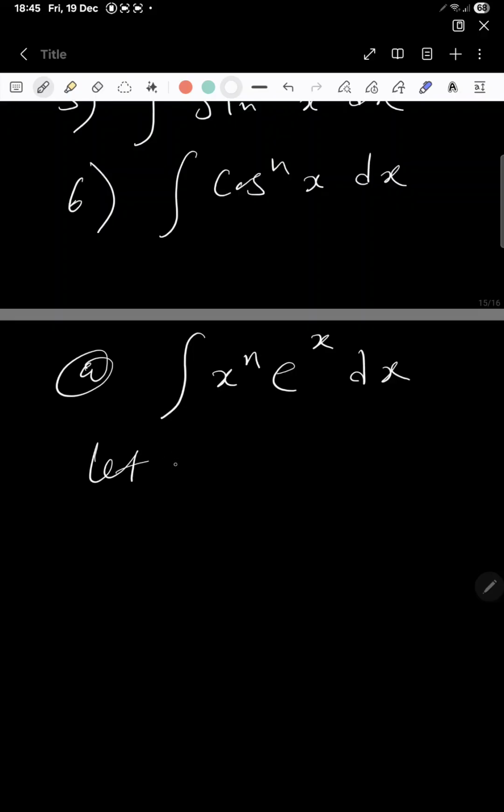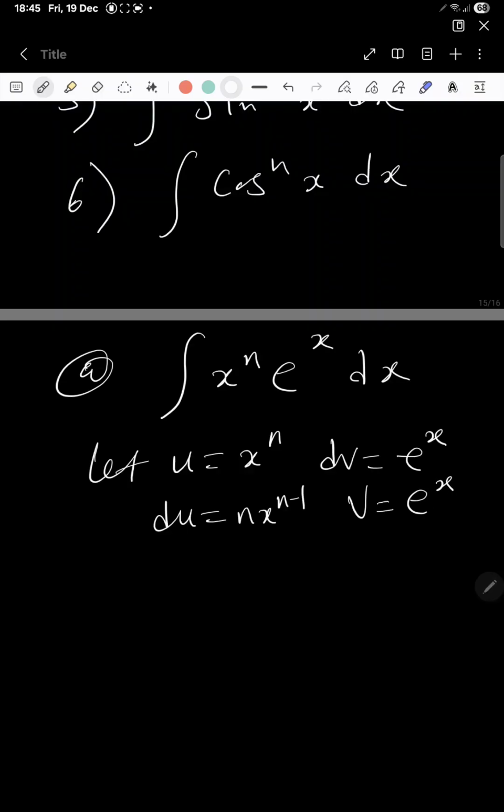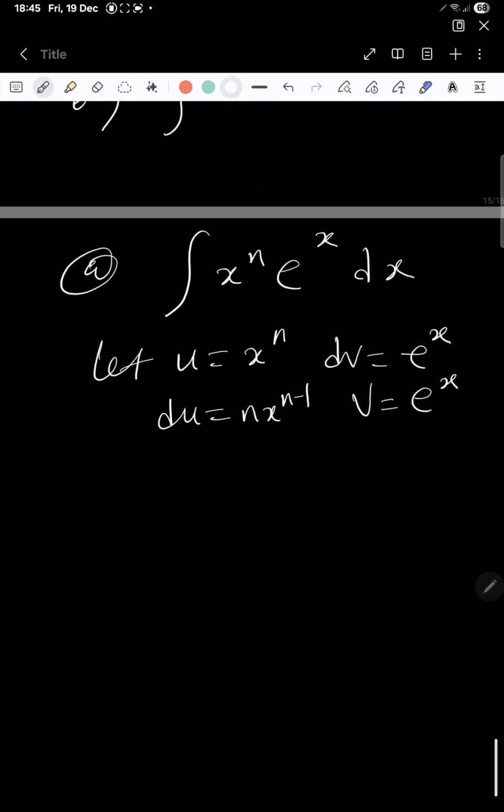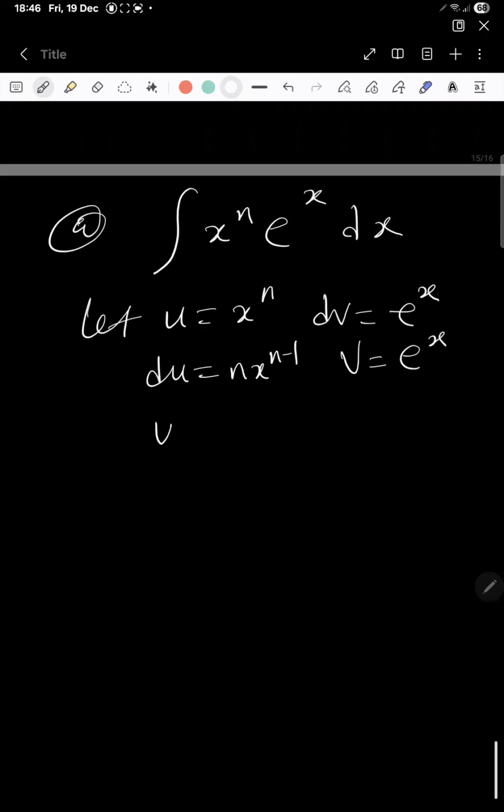So using by parts, we say let u be equal to x power n and dv be equal to e to power x. Then from there, our du here, differentiating x to power n, is n x power n minus 1. And then for you to get v from the dv, you should make sure to integrate this e to power x. So integrating e to power x is the same as e to the power x. So after you've gotten these parameters, what you're supposed to do is to put them in the formula. So the formula is uv minus the integral of v du.